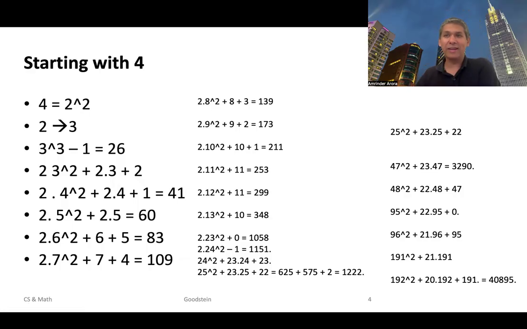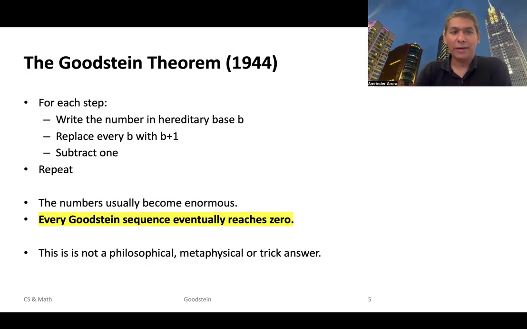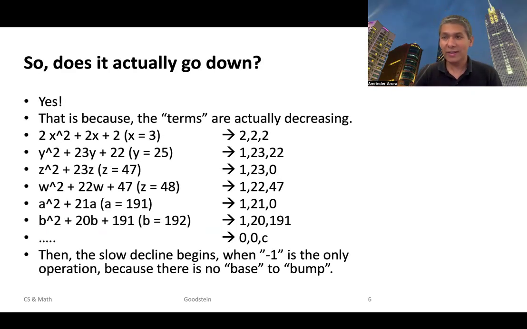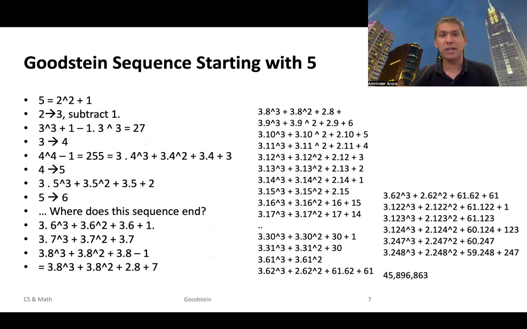So the numbers are getting larger, but if you think about it in terms of polynomial terms of these coefficients, they are actually becoming smaller. And that really is the Goodstein theorem, that it does become 0. Okay. So it does actually go down. And again, this is not a theoretical result or a trick result here.